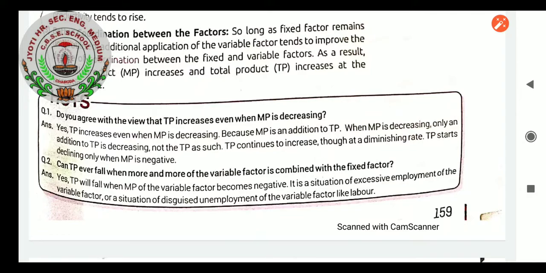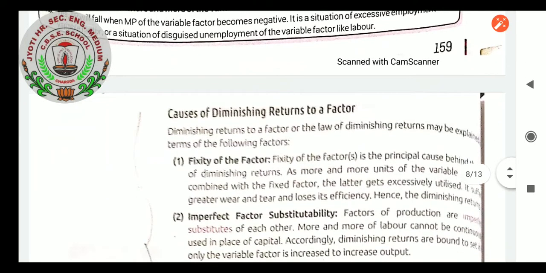Can TP ever fall when more and more of the variable factor is combined with the fixed factor? The answer is yes. TP will fall when MP of the variable factor becomes negative. As I already explained in the tabular data, that is the particular level where MP goes below 0, to -1, -2. That is the situation when total product also starts declining. It is a situation of excessive employment of the variable factor like labor. Causes of diminishing returns to a factor.